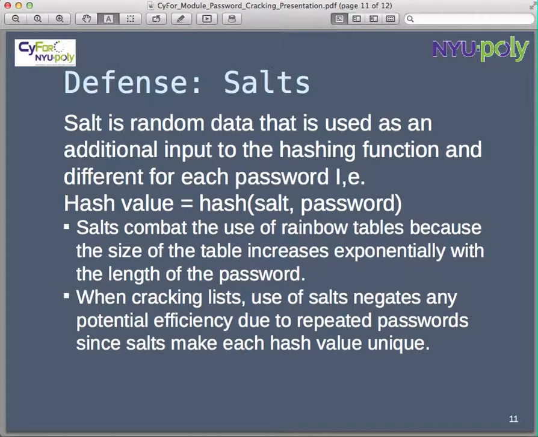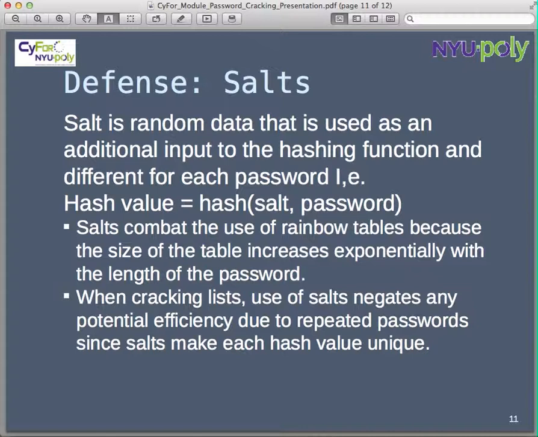So what can be done in order to make password cracking less efficient? A couple of techniques have been used. One of them is known as salts. A salt is in essence a random piece of data that is used along with the password in computing the hash. This essentially makes the password longer, and in cases where two different people are using the same password for whatever reason, the hash values are still unique because the salt value being used for the two passwords is different.